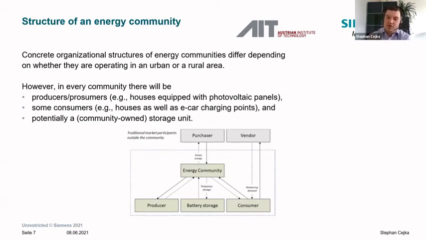The structure of an energy community will be different based on where this energy community is located, whether they are located in an urban or in a rural area. But in every energy community, it is required that there are some producers or prosumers. This means houses that are equipped with photovoltaic panels, some consumers, which are houses, but also, for example, e-mobility charging points, and there may be a community-owned storage unit for temporary storage of excess energy.